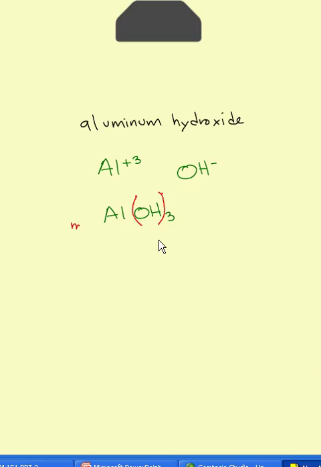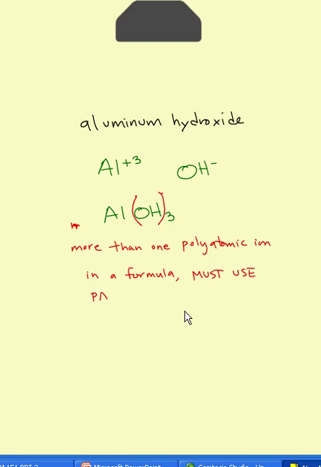So anytime we have more than 1 polyatomic ion in a formula, you must use parentheses. Otherwise, the subscript will make the formula incorrect, because it will only be the subscript for the last element. Okay, so let's double check our charges. Aluminum, we have 1 aluminum, and that's going to be +3, and we have 3 hydroxides, which is -3. So these two cancel one another out. And if you got this, give yourself a big pat on the back.